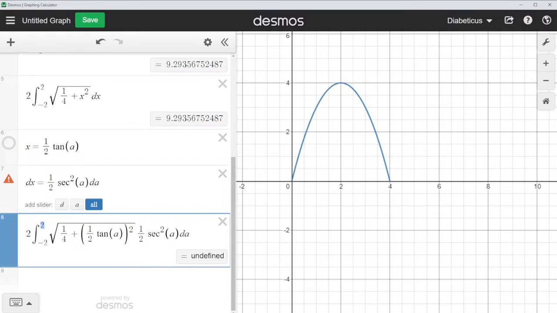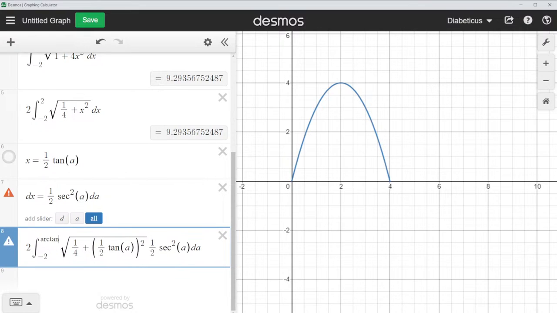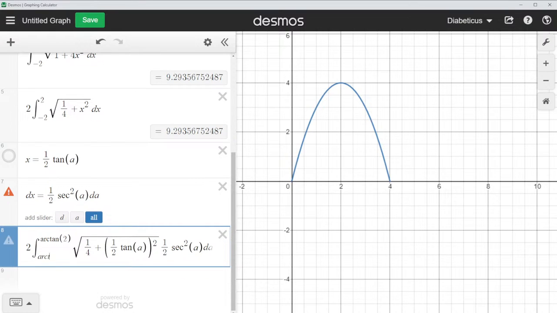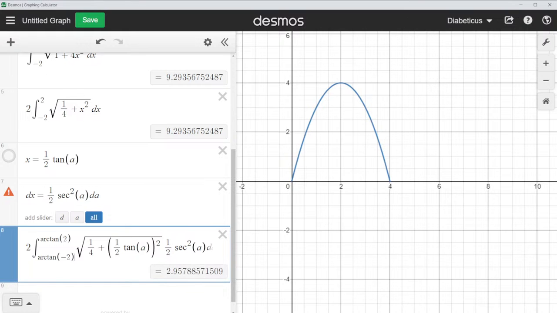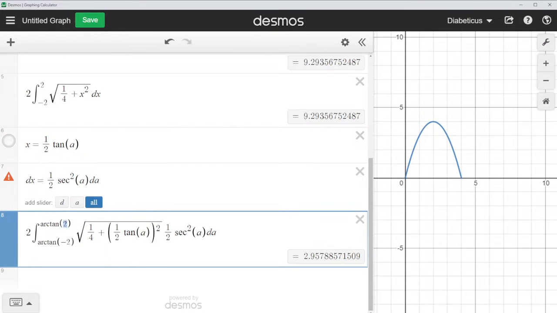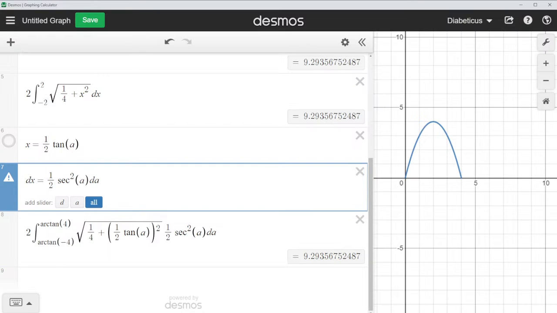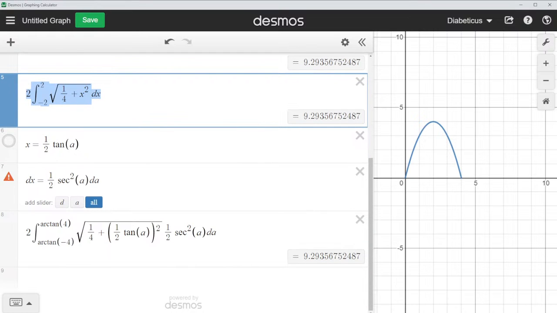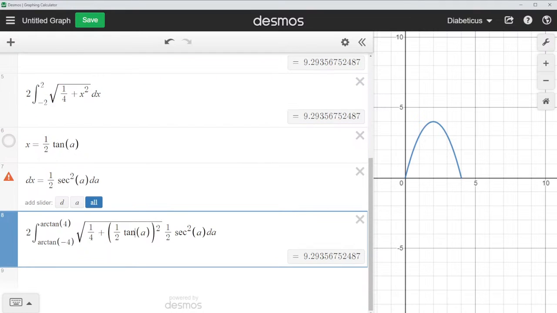Let's see. Arctan of 2. Is there an arctan of -2? Yeah, there is, right? I think it was 4. No? Okay, we have the same value. Just to say that this thing is the same thing as this. Alright, that's good.